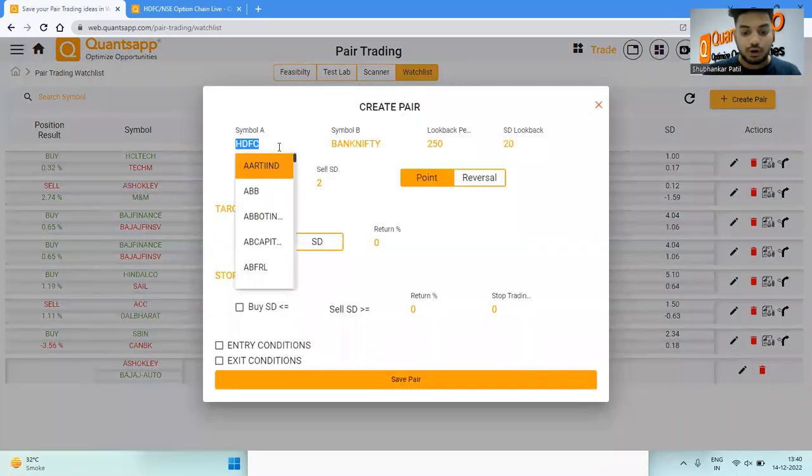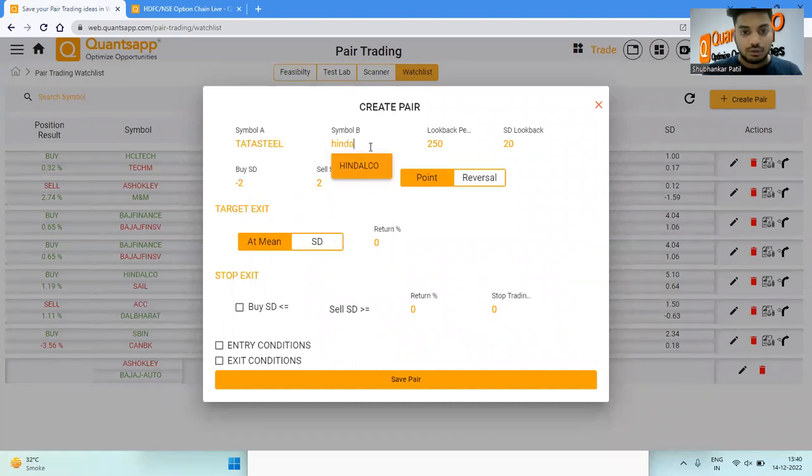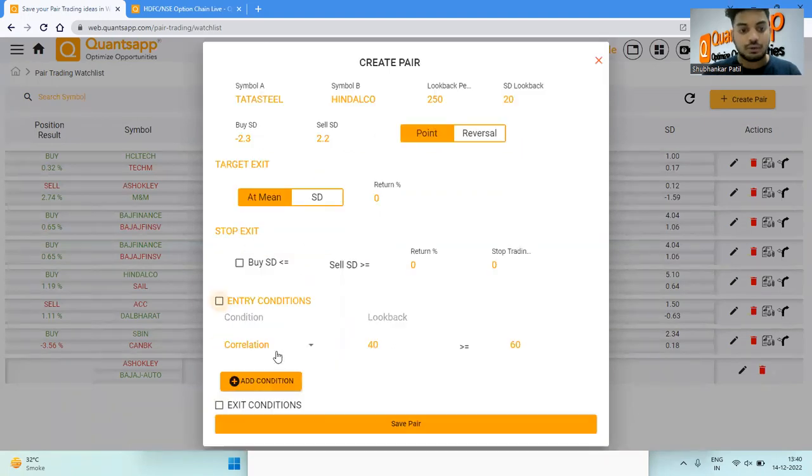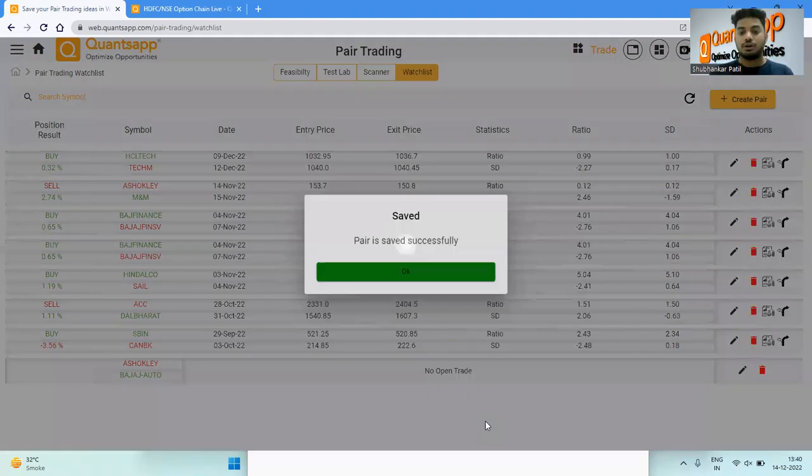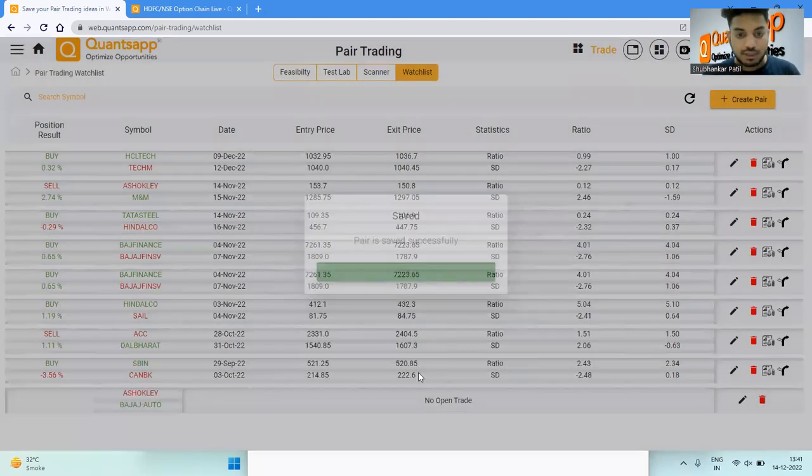So we got one pair, which is Tata Steel and Hindalco. You bought the pair at minus 2.3 standard deviation, and you need to sell the pair at 2.2 standard deviation, right? You can define your entry conditions, that I want at least correlation to be above 70, only then I will execute the pair. So the pair would be saved successfully.